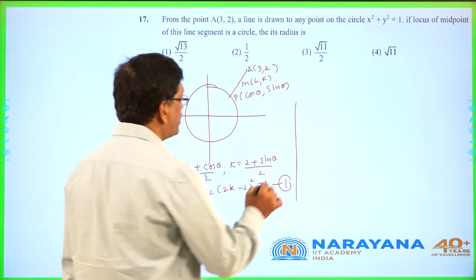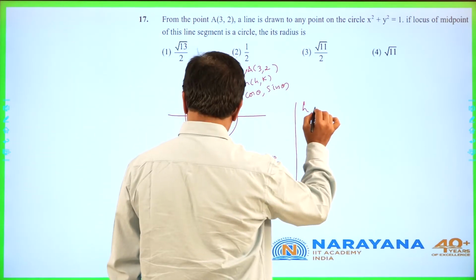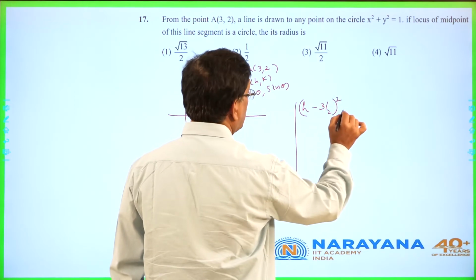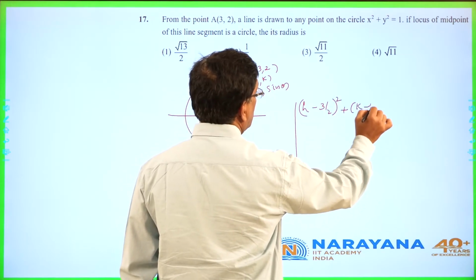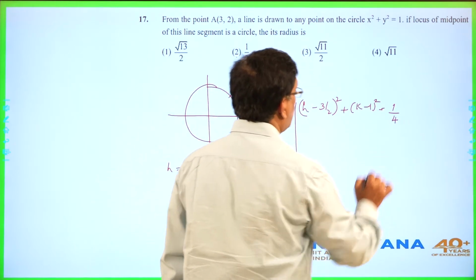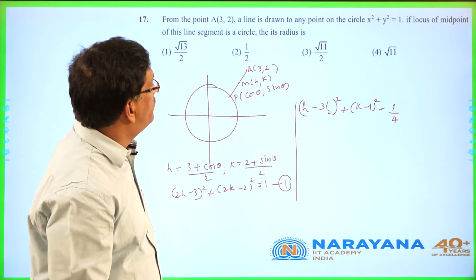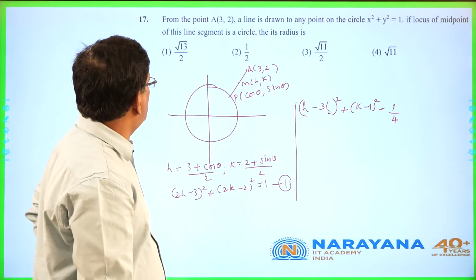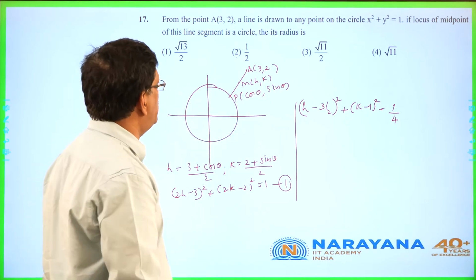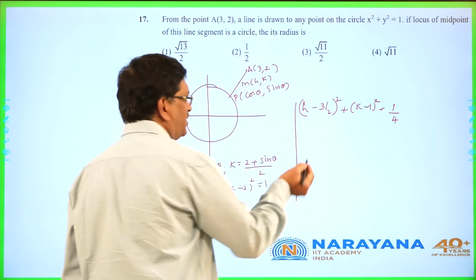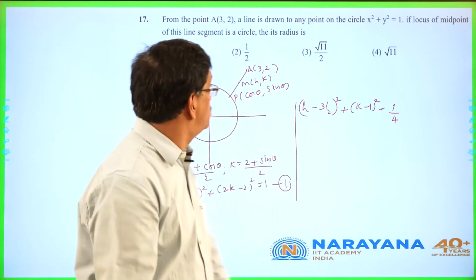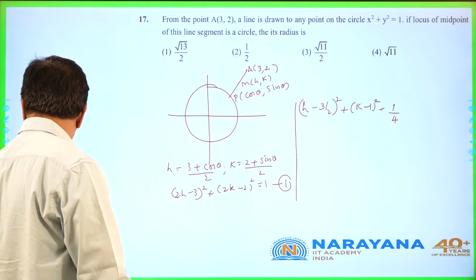So first let us convert into standard form. It is (h minus 3 by 2) whole square plus (k minus 1) whole square is equal to 1 by 4. What he has given? If locus of midpoint of this line segment is a circle, it is a circle clearly, then what is the radius? That's all. It is a direct form. Write the radius value. Let us go to the next question.